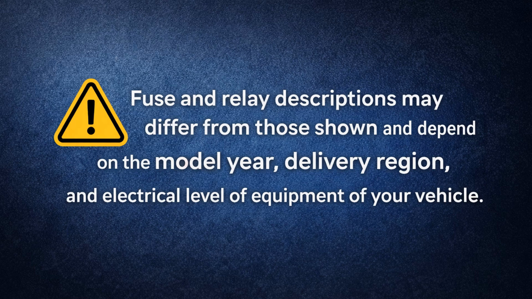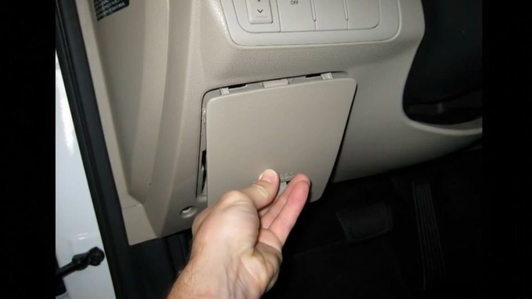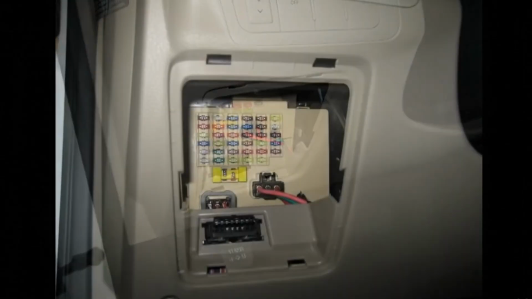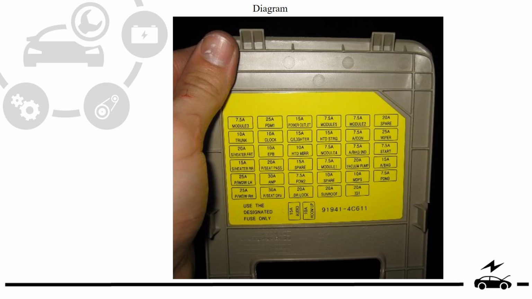Passenger compartment. Fuse box. Location. Fuse box. Type 1. Photo. Diagram.